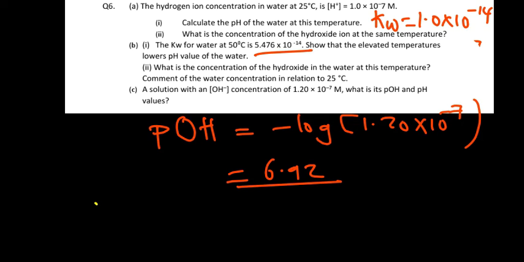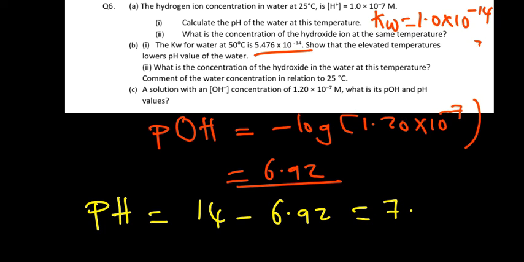What's the pH value? pH is given as 14 minus the pOH, since the addition gives us 14. So subtract the 6.92. Grab your calculator, 14 minus that, to see what we're going to get. The approximate value is 7.08. That's the pH. So we have both the pH and the pOH for this question.